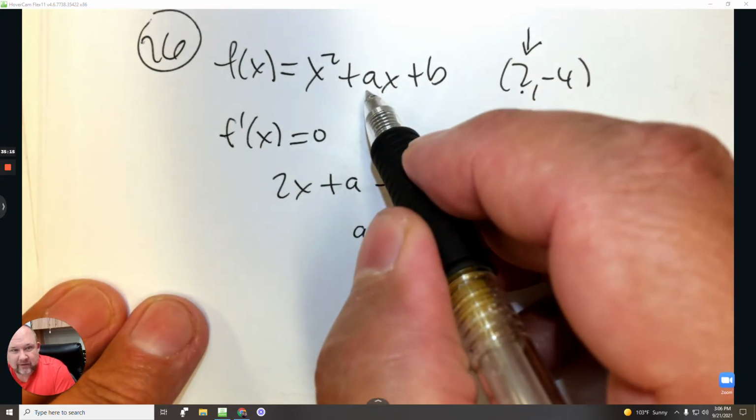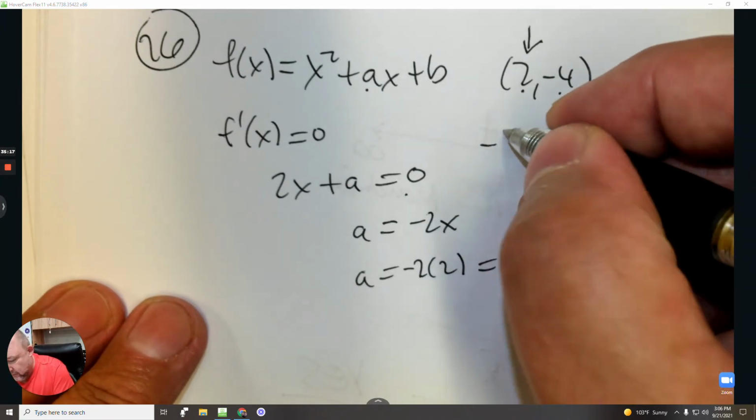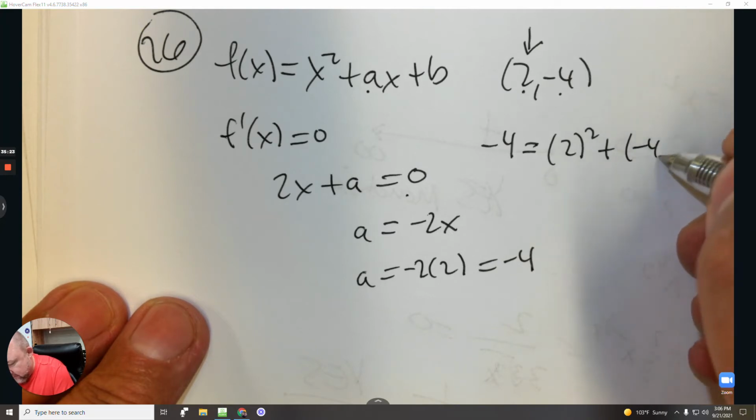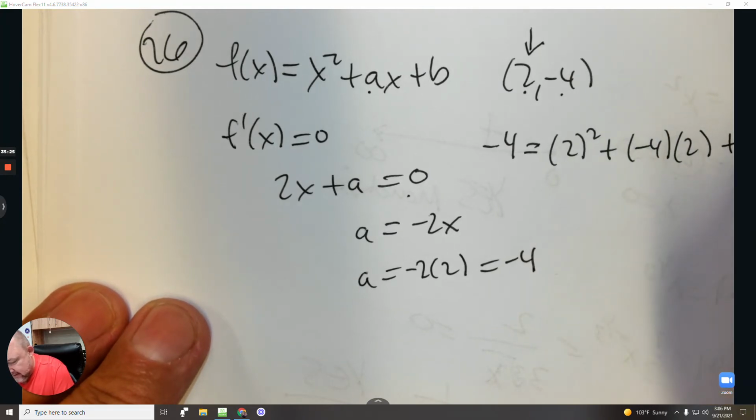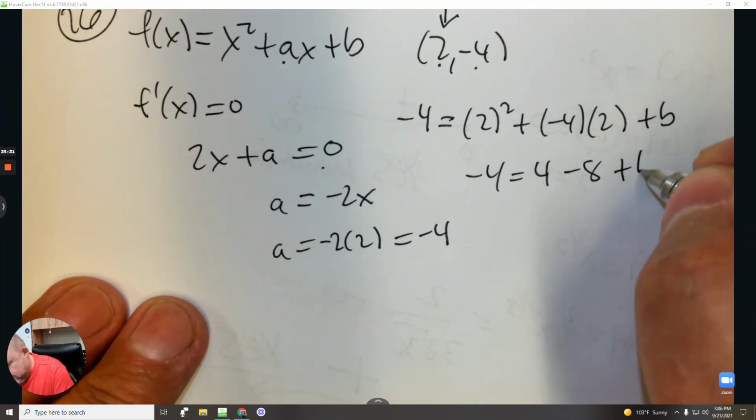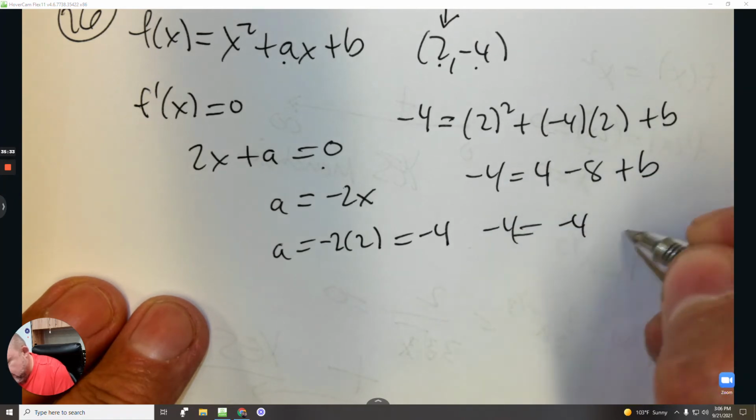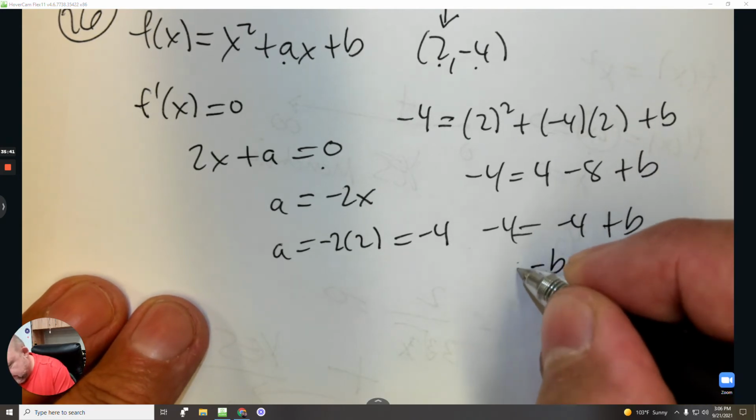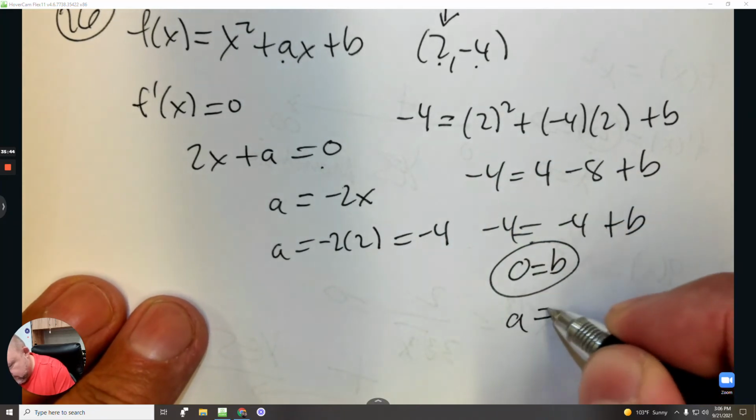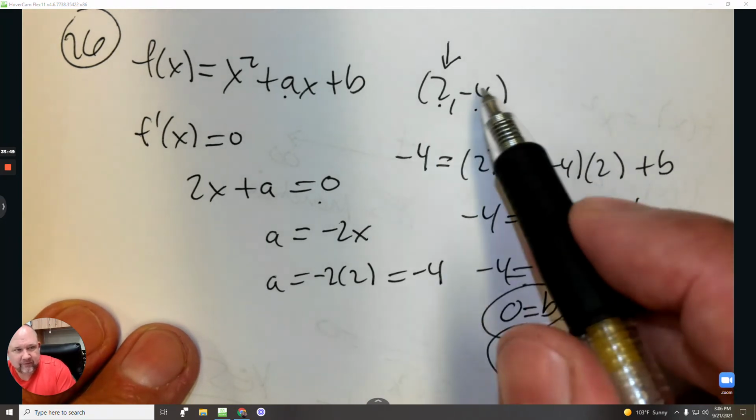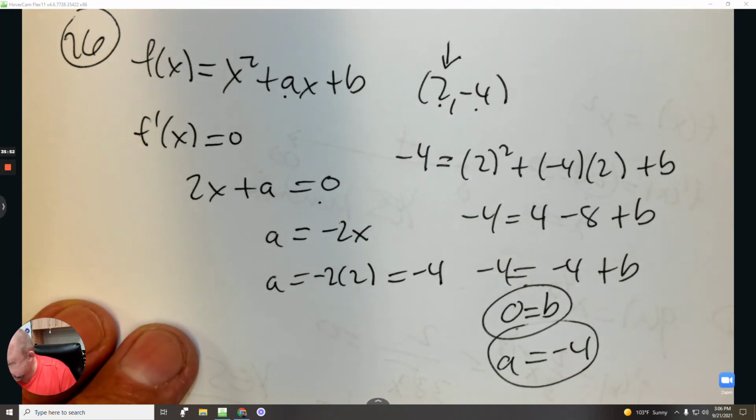Then if I come back here, you have a point, so the y value is negative 4, the x is 2, and we just found out a is negative 4, and then I can solve for b. So I get b being 0. Is that right? It is. So when a is negative 4 and b is 0, that gives you a minimum at (2, -4).